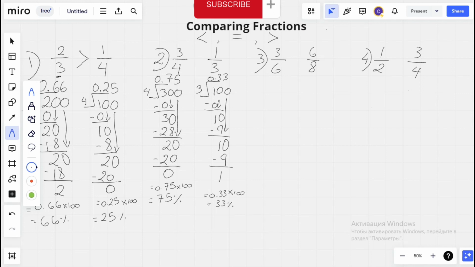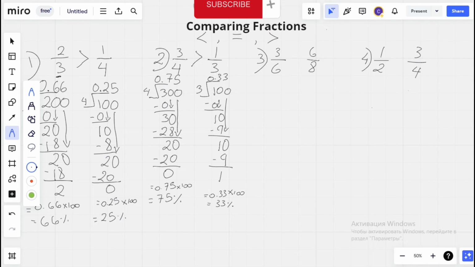Now 3 over 4 is 75% and 1 over 3 is 33%. So which one is bigger? 3 over 4 or 1 over 3? 75% or 33%? Of course, we're gonna go with 75%. Okay? I think it's pretty easy by now. You can pause the video, stop the video, and try to do number 3 and number 4 on your own.